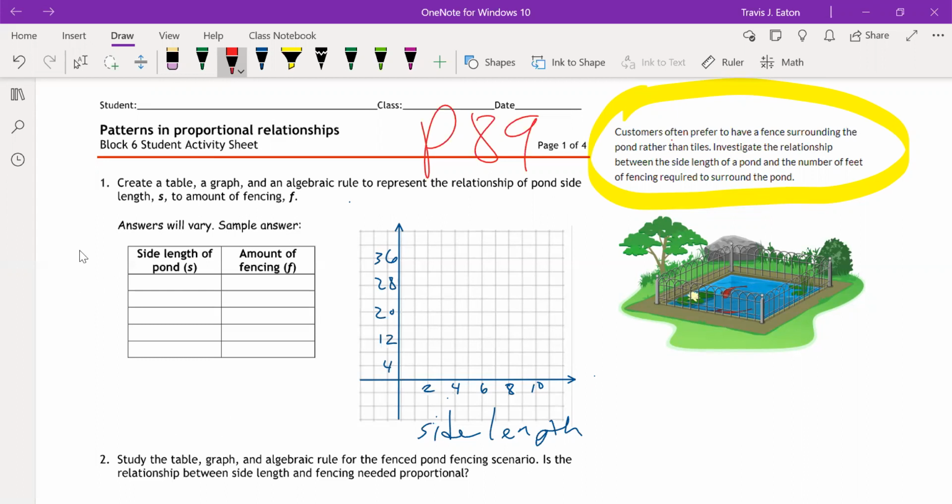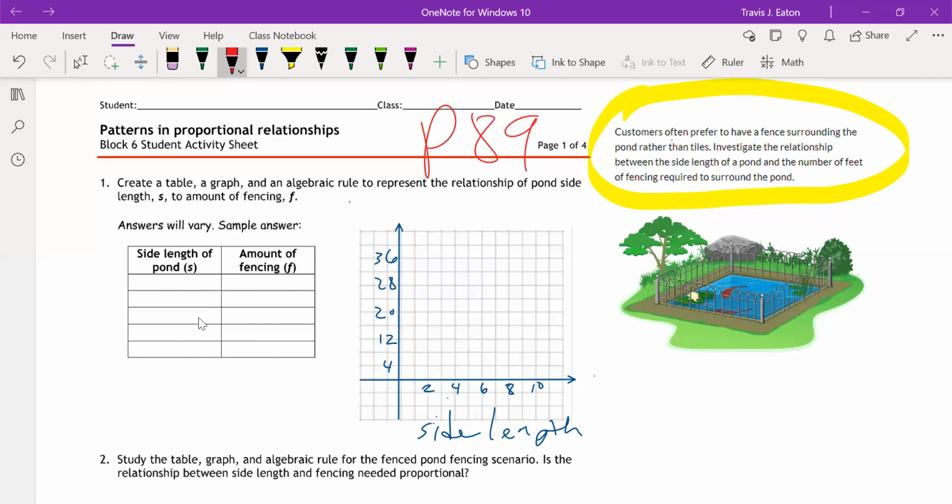What they're asking us to do on this one is to create a table, a graph, and an algebraic rule to represent the relationship of pond side length, represented by the variable S, to the amount of fencing, represented by the letter F. So you can see we've got our table here. One side is the side length of the pond, S, and the other is the amount of fencing that would be required to surround that pond.